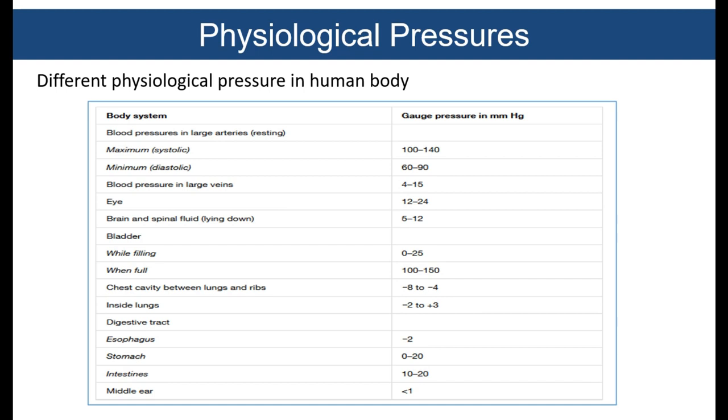At all the points where we have seen the minus range, that is negative pressure being built up over there, and the remaining part has positive pressure. There are two types of pressure implemented in our body: one is the negative pressure and the other one is the positive pressure.